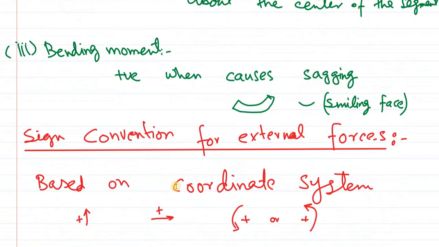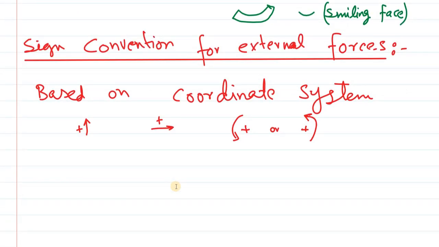In case of external forces, for every equilibrium equation, we choose a separate local temporary sign convention for that equation, and this is just something to keep account of these forces. How many forces are acting upward? What is their magnitude? So it is just to cope with a local problem. All right. So it is based on the coordinate system.